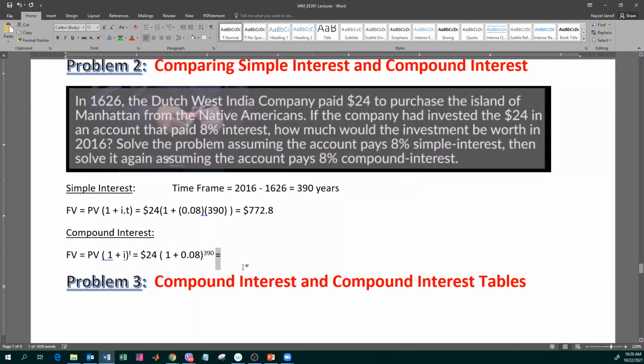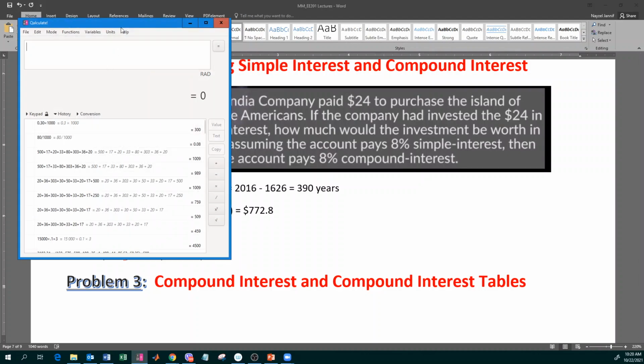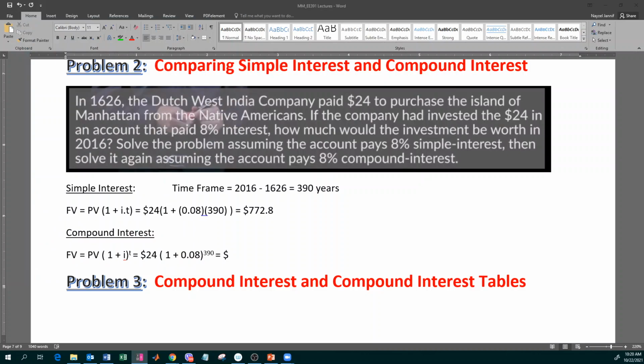Okay, what do we get? I hope you have your calculator there. Please have your calculator ready. I don't want to waste time in our lectures waiting for you guys to respond. Right, give me the answer. Amit, what is the answer? No, I want a dollar value. Somebody is saying $241. No way. Compound interest will always be more than simple interest. 24 times 1.08.